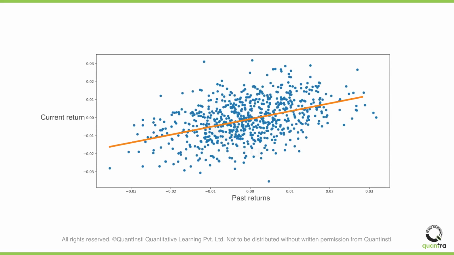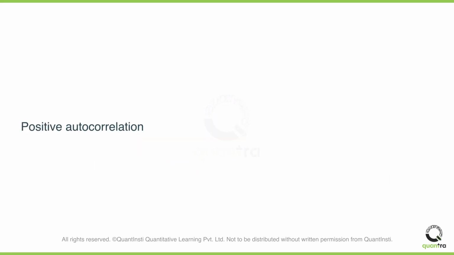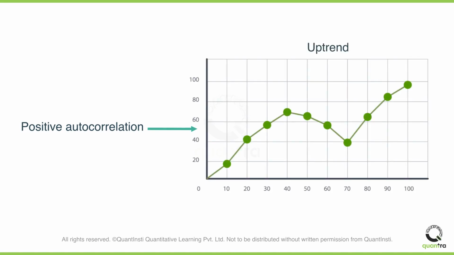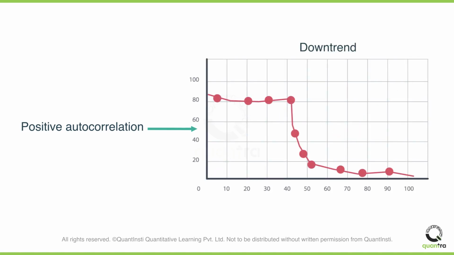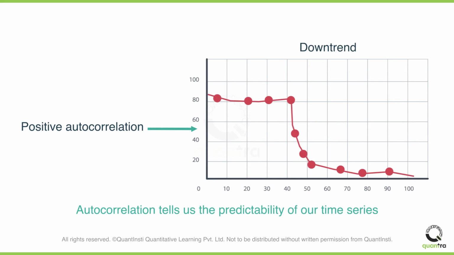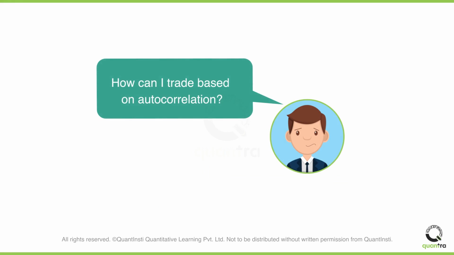Again, note that prices going up is not a trend. Rather, positive autocorrelation results in trends. But positive autocorrelation doesn't always mean we have an uptrend. It can also mean that prices are trending down. What autocorrelation is telling us is that we have some predictability in our series. But is it actually possible to successfully trade it? Think for a minute about how this could be done.